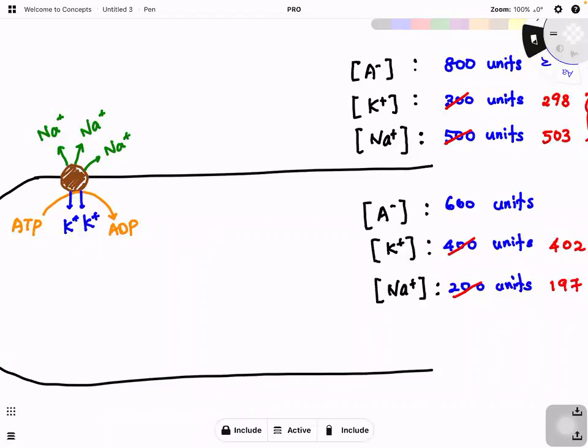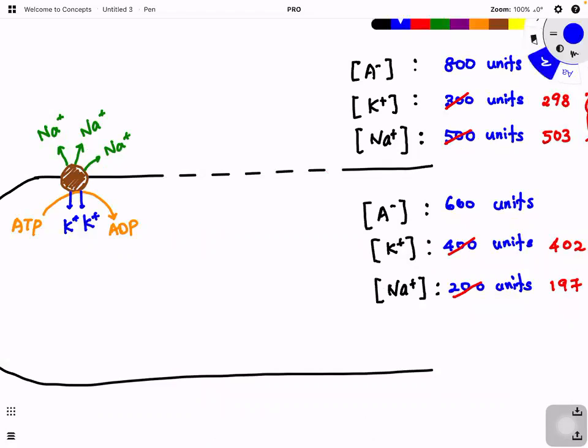1, 2, 3, 4, 5. Okay, 6. So you can see that they have more potassium ion channels compared to the sodium ion channels. So green color, sodium ion channel. Okay, blue color, potassium ion channel.